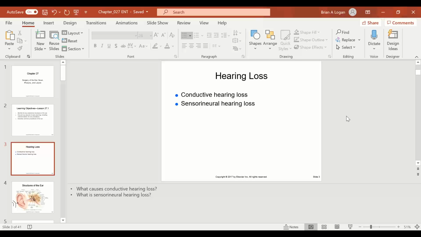The sensorineural hearing loss is now damage to the nerve itself, to the auditory or vestibulocochlear nerve. There's a problem there, and that requires a different kind of surgical approach in how we correct that form of hearing loss.